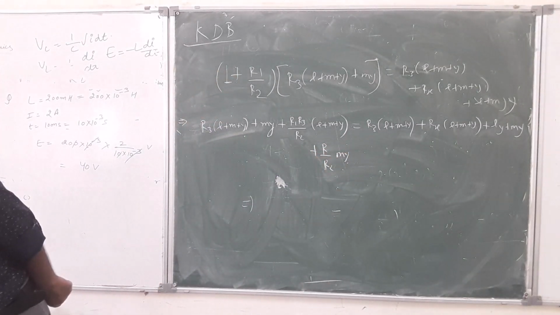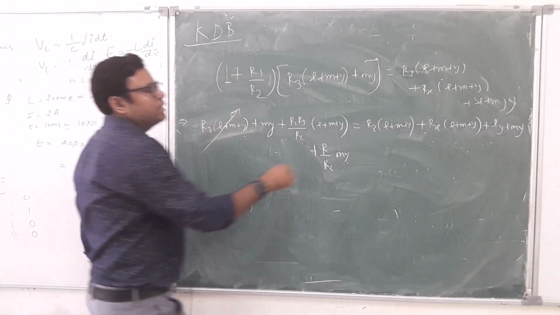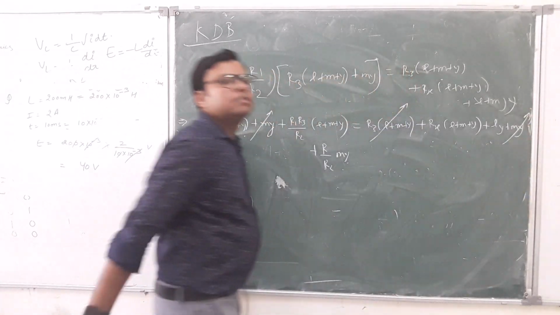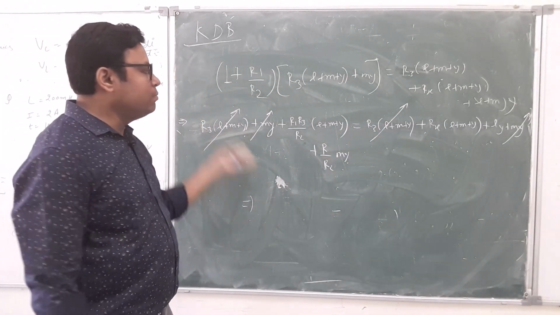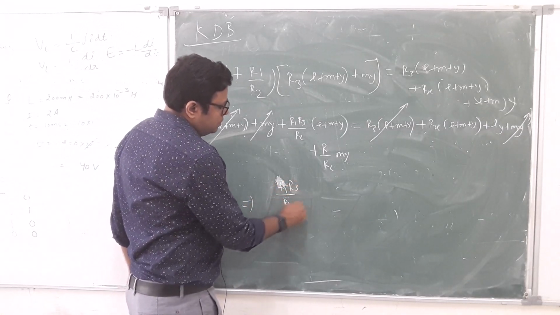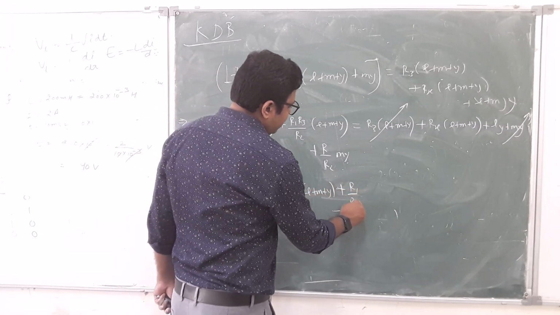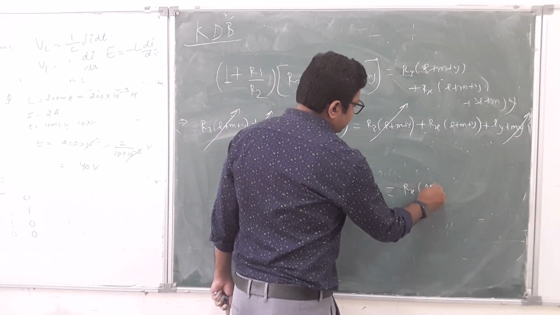Something I have left here. Good. Fine. So what I see, this and this cancels out. This and this cancels out. So under the equation we have eliminated more terms. So what remains? R1 R3 by R2 (L plus M plus Y) plus R1 by R2 My is equal to Rx.